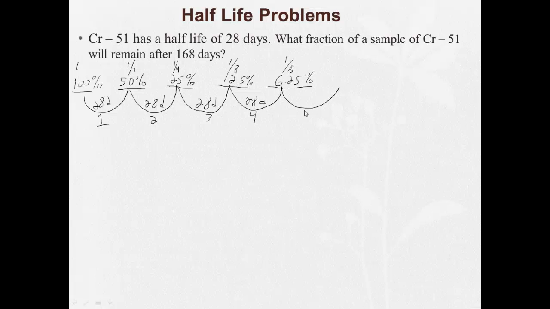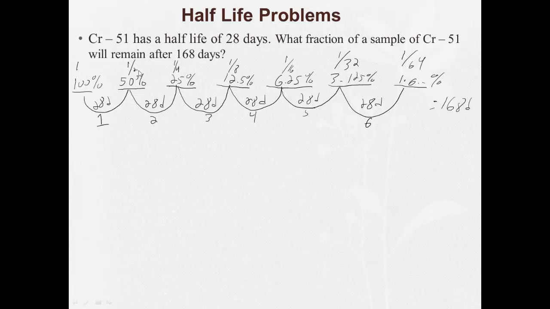After another half-life, another 28 days, we're down to 1/32nd of the original sample remaining, 3.125% of the original sample remaining. Well, after our final half-life, 6, another 28 days, we add all these up, it's a total of 168 days. We're down to 1/64th of our original sample remaining. All right, what's that going to be? 1.6 something something percent of the original sample remaining.